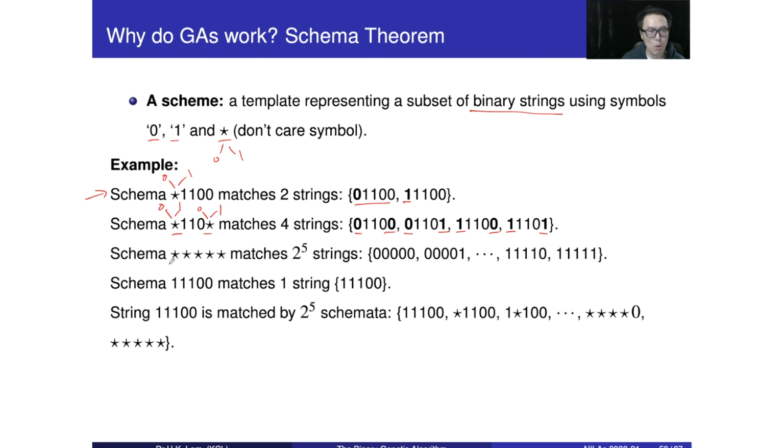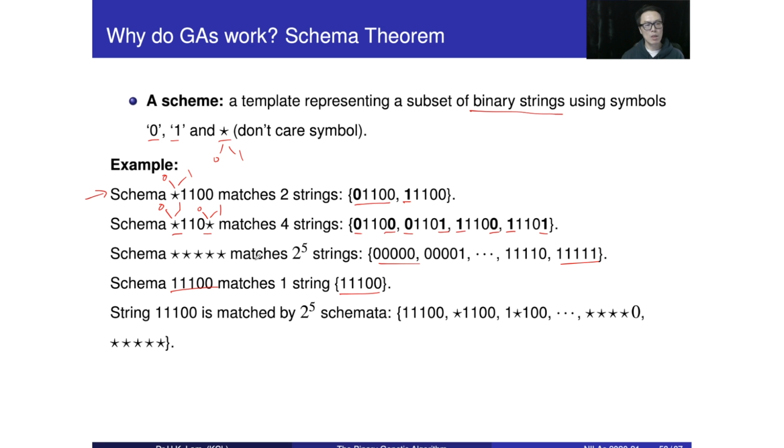If we have all stars, because each star has 2 possibilities, in total 5 bits, we have 2 to the 5 strings, from all 0 to all 1. If we ask the question reversely, how many schemas match the string 11100? We only have 1 schema. That means the schema does not need to have a star, so this binary string itself is a schema as well.